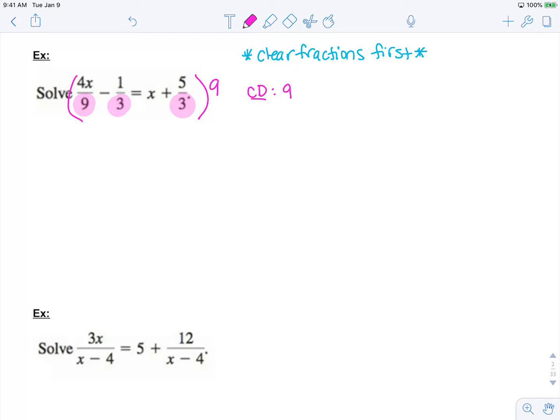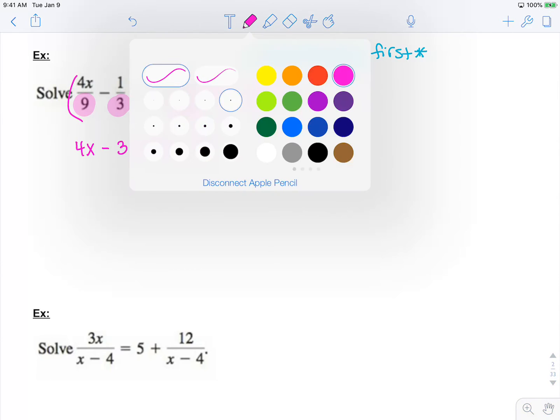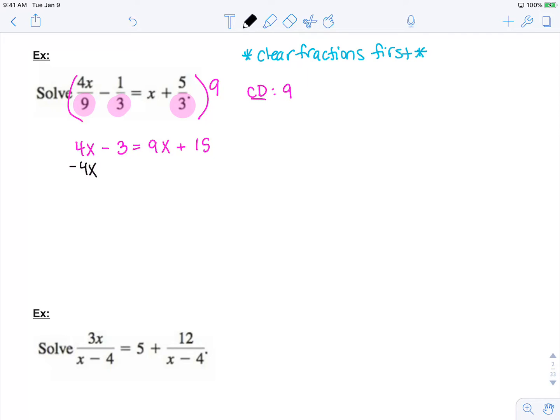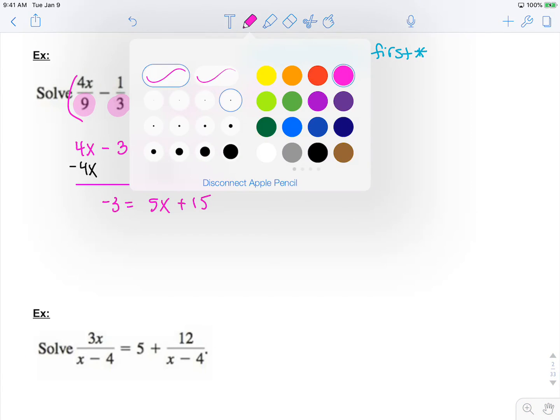That first fraction becomes 4x. The second one becomes minus 3 equals 9x plus 15. Now that we've cleared our fractions, we can go ahead and solve. I will subtract 4x first. I do so because I like to keep my x's positive. Negative 3 equals 5x plus 15.